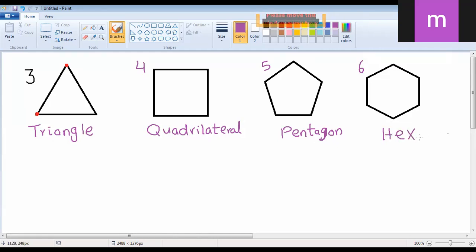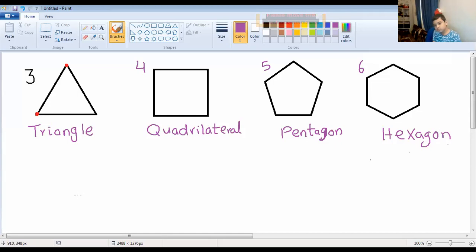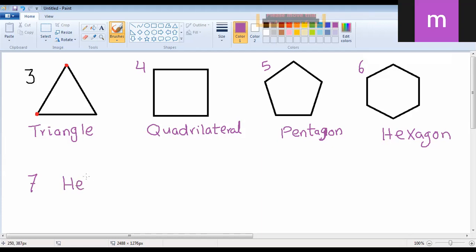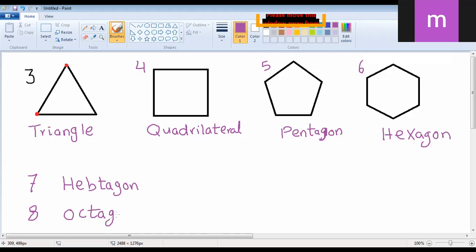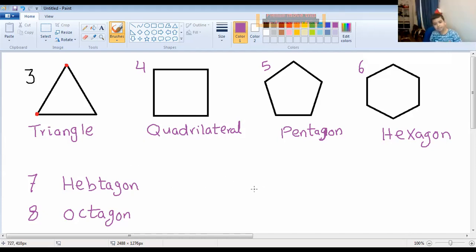Hexagon. Okay, but guess what? If I have 7 sides, heptagon. It's with a P, not a B. If I have 8 sides, it's octagon. All of them are polygons. All of them are supposed to be closed shapes. If I have 9, you know nanotechnology? Nonagon.